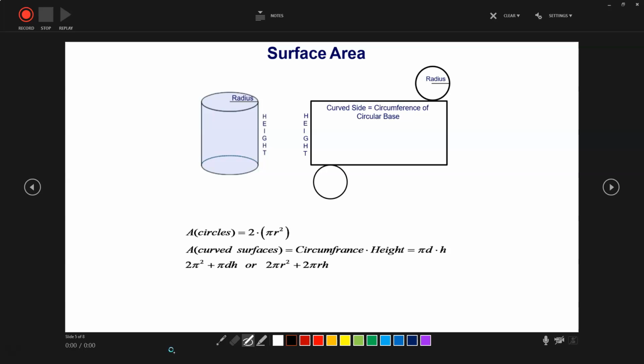Okay, so here's what the formulas look like. There's your cylinder up top, and then a side view of the cylinder looks just like a rectangle. All right, so the area for the circles, as you know, is 2 times pi times the radius squared. And then for the curved surface, we have pi times the diameter times the height, and then you add them both together, and you come up with your result.